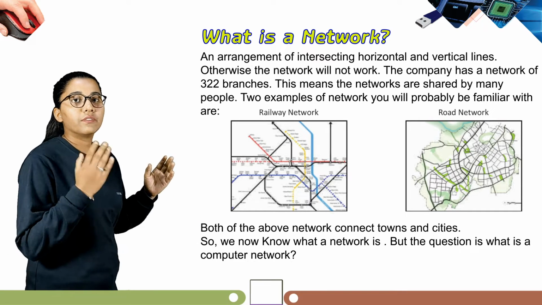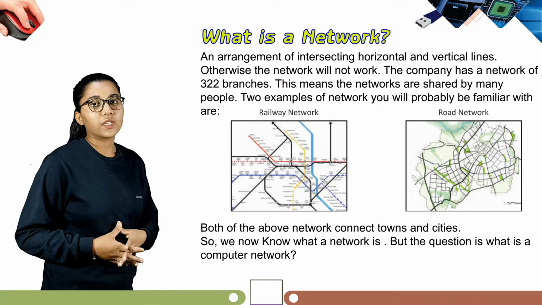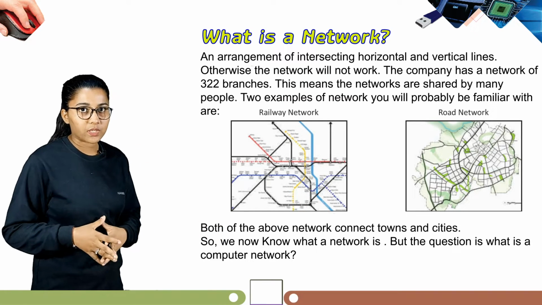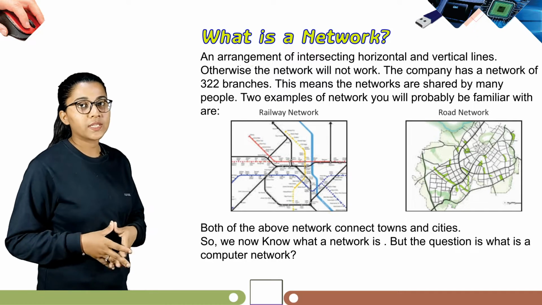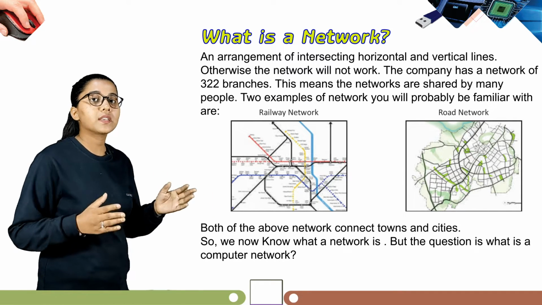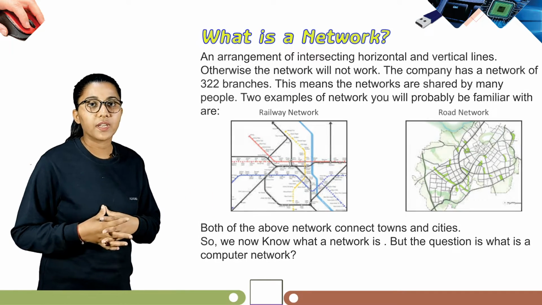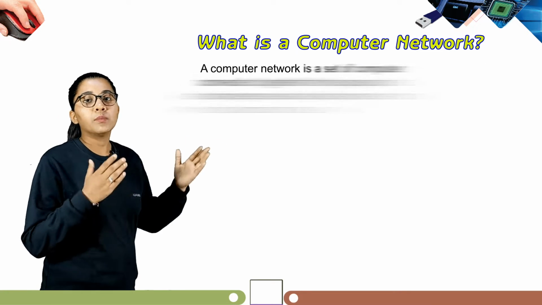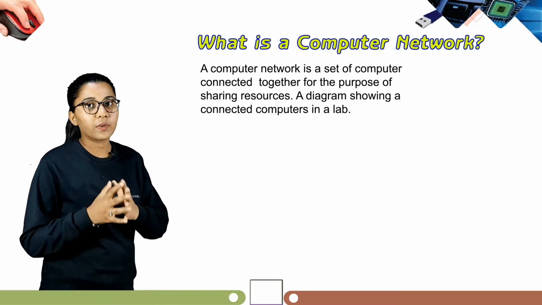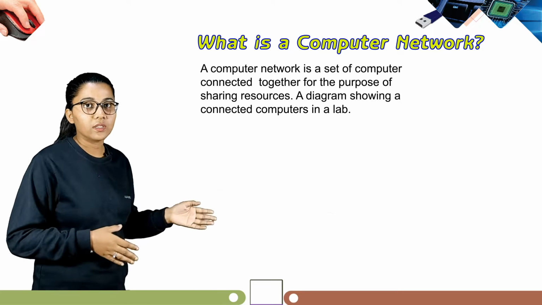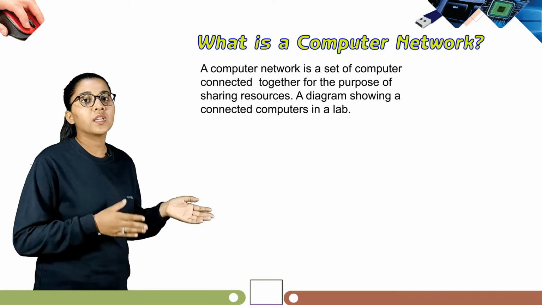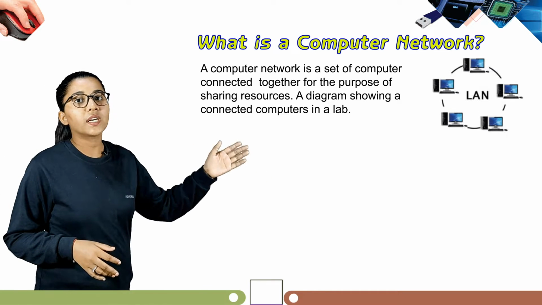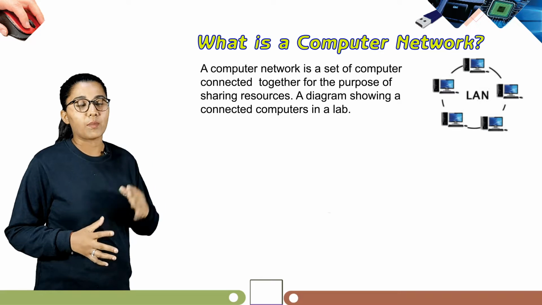So, we now know what a network is, but the question is, what is a computer network? Now students, let's learn about what is a computer network. So our next topic is, what is a computer network? A computer network is a set of computers connected together for the purpose of sharing resources. So students, this diagram showing a connected computer in a lab.